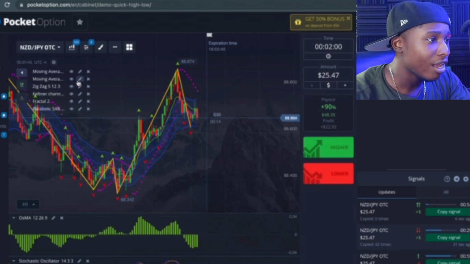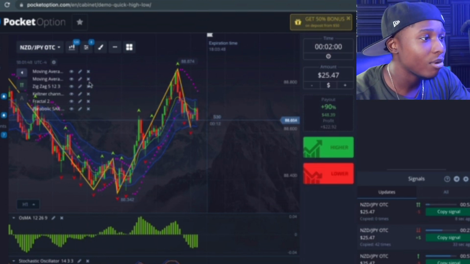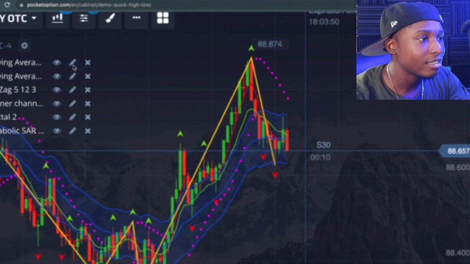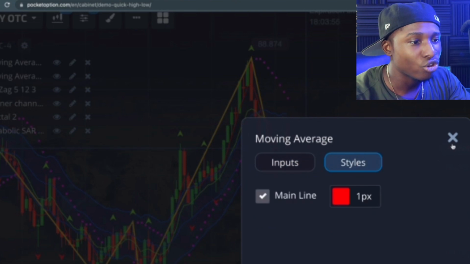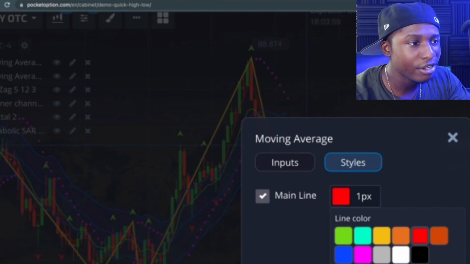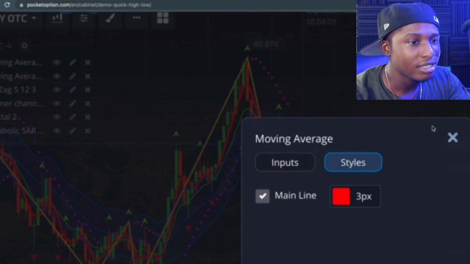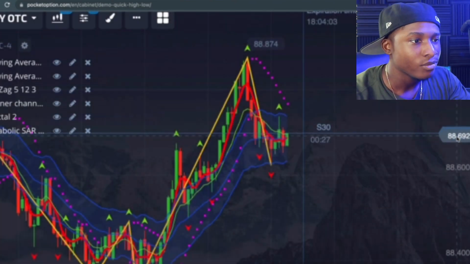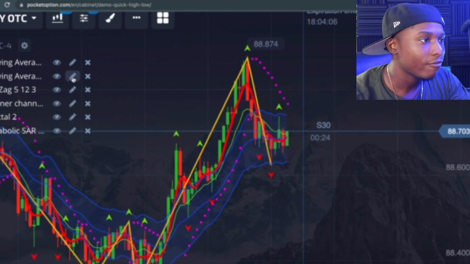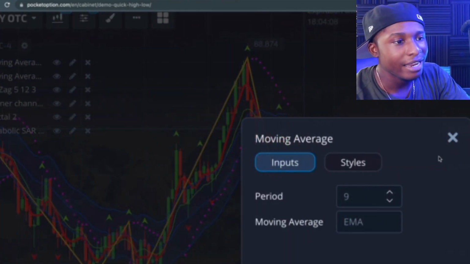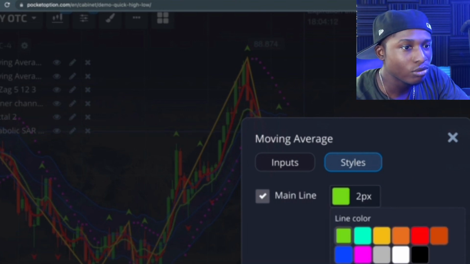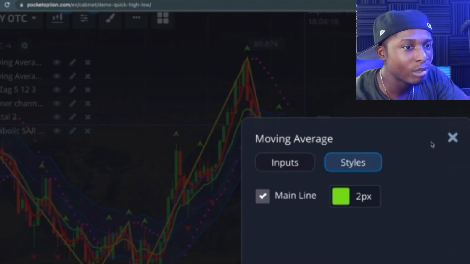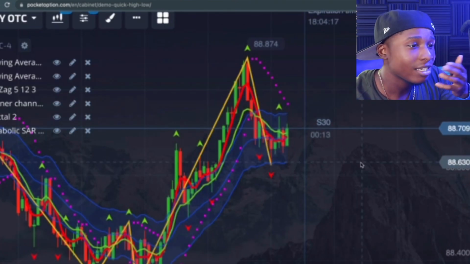So as you can see right here, guys, the moving averages aren't that important, but if you want to know what that is, my moving averages is a 4 SMA, and this is the red line that you see, and you can make this thicker so that you can obviously see that line better. Then we have a 9 EMA for the green line. Like I said, you can make this thicker, so we can do 2 pixels or whatever just to see that line a little bit better. And this is mostly for you guys and not for me.